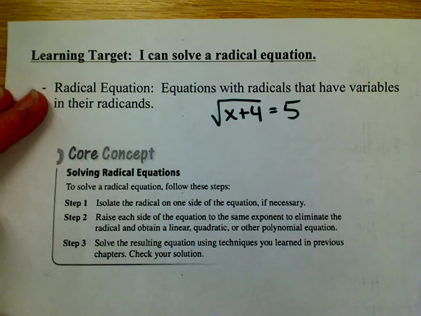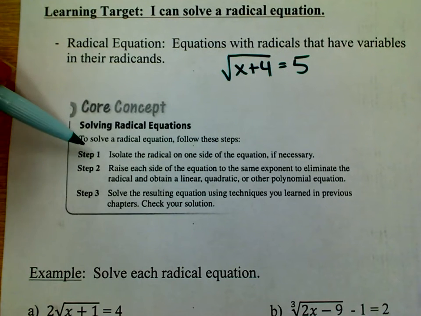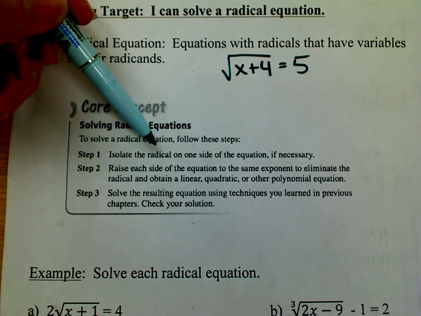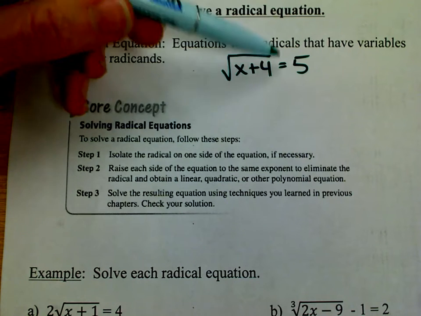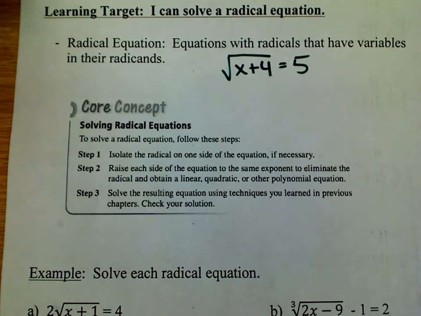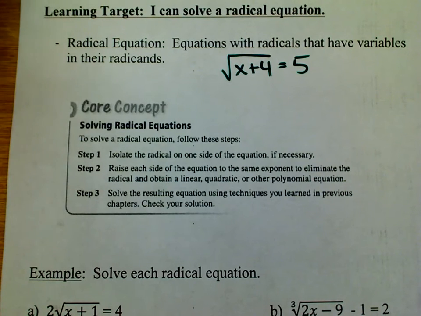To be able to solve a radical equation, there are 3 steps you really need to follow. Step 1, you need to isolate the radical on one side of the equation if necessary. For example, in the example I gave you, the radical is already by itself on one side, so you wouldn't have to do step 1. And remember, that really just means get the radical by itself.